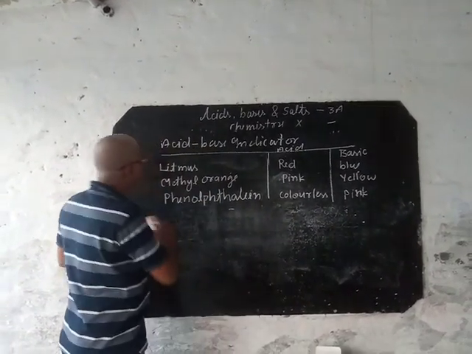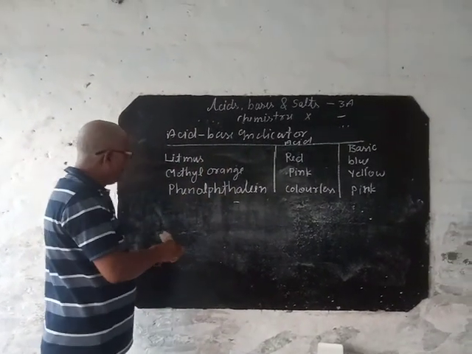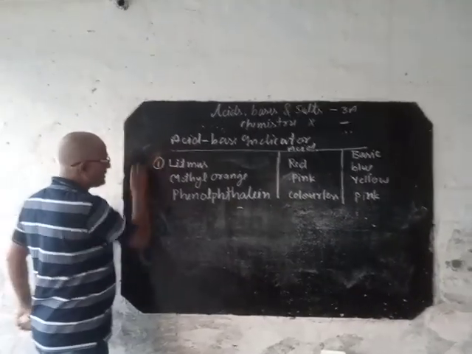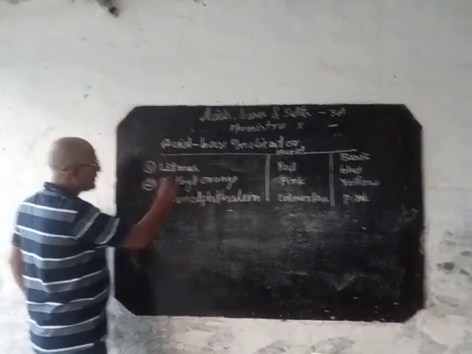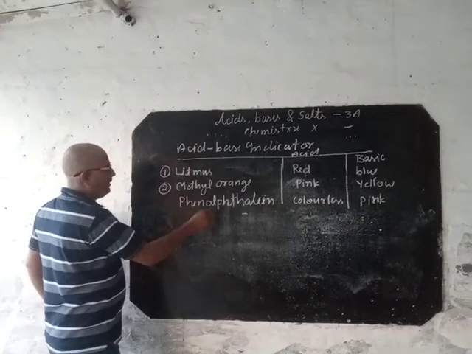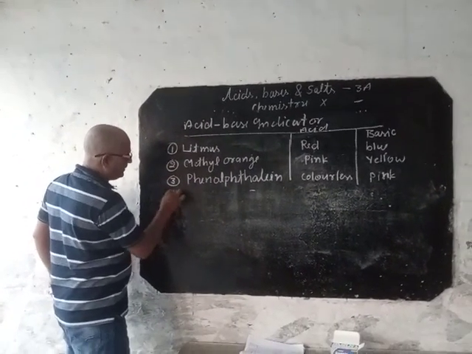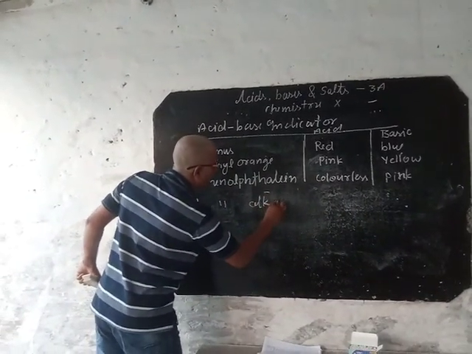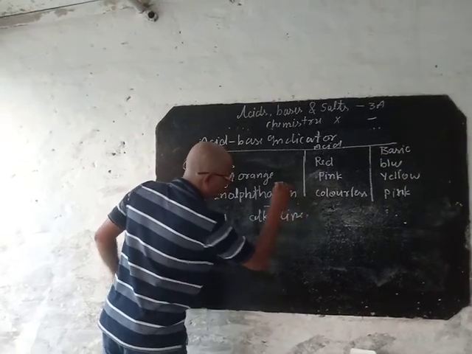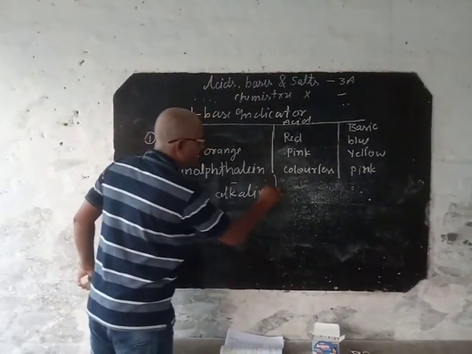There are four acid-base indicators. First one is litmus, second one is methyl orange, that is orange in color, third is phenolphthalein, that is colorless. Phenolphthalein in alkaline solution will be in pink color.